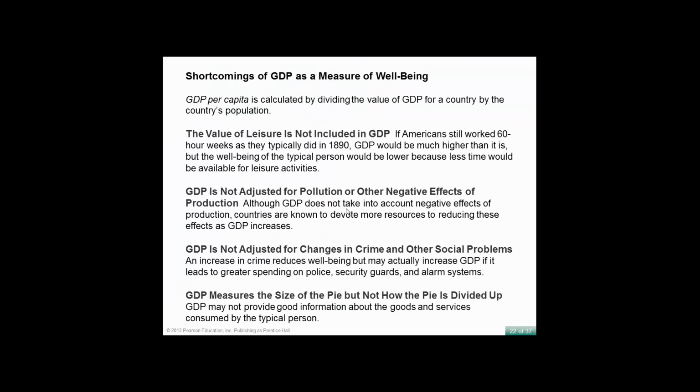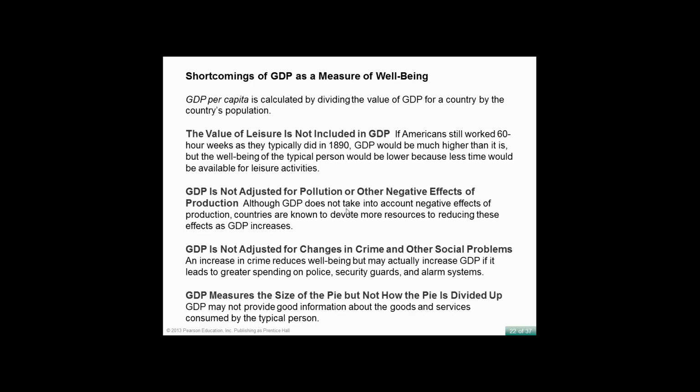GDP is not adjusted for pollution or other negative effects. For example, in other countries, they do not have the same standards for pollution, and so there's a cost to doing that. Therefore, we don't grow as fast, but we technically have less pollution here.